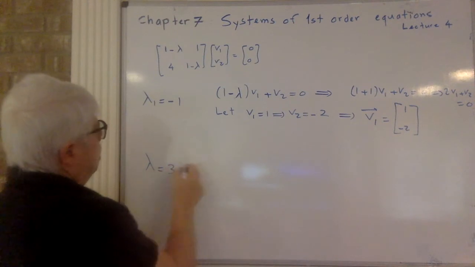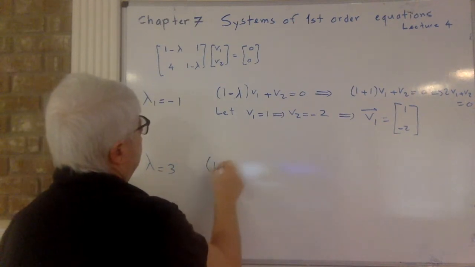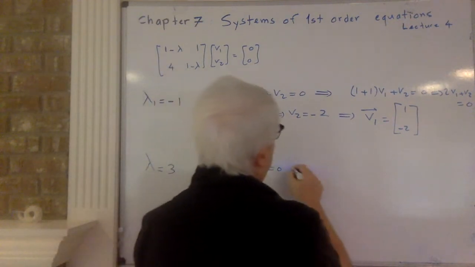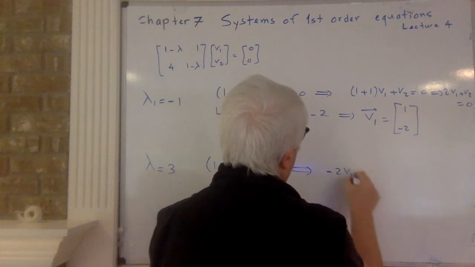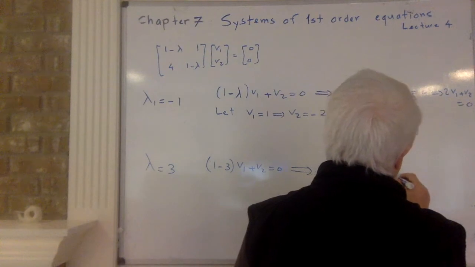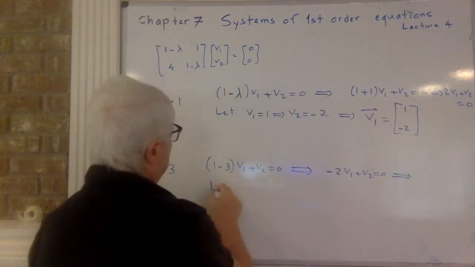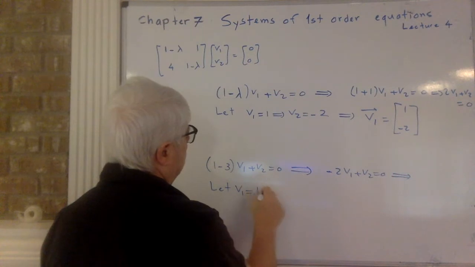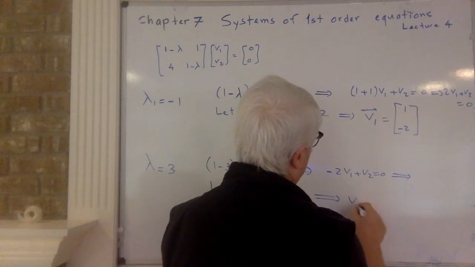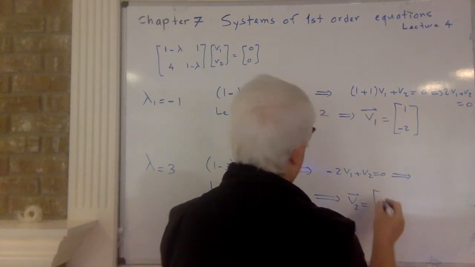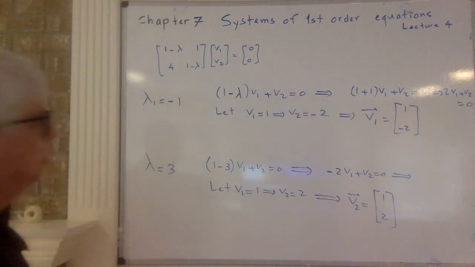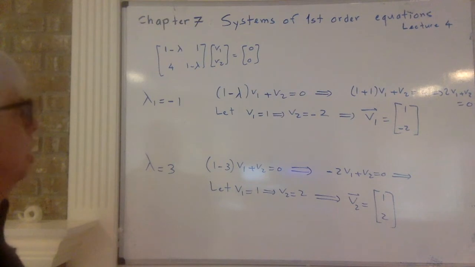Okay, so lambda equals 3. So 1 minus 3 times V1 plus V2 is 0. And that gives me minus 2 V1 plus V2 is 0. And if I let V1 again be 1, then V2 is 2. So this gives me the second eigenvector, and that is 1, 2. So I have the eigenvalues and eigenvectors, and that's it.